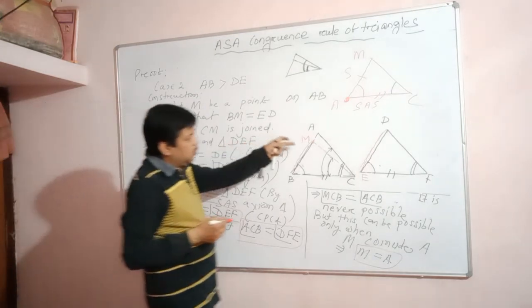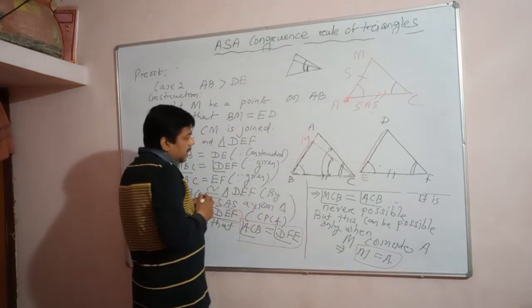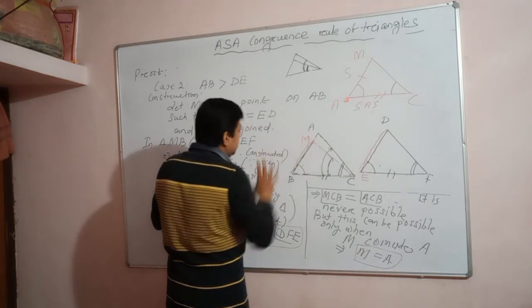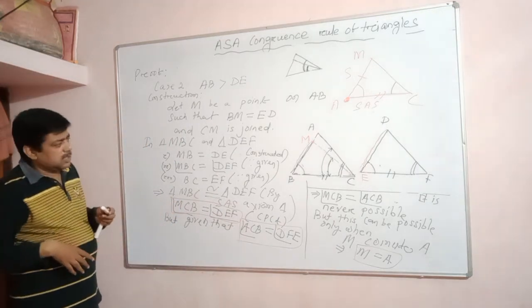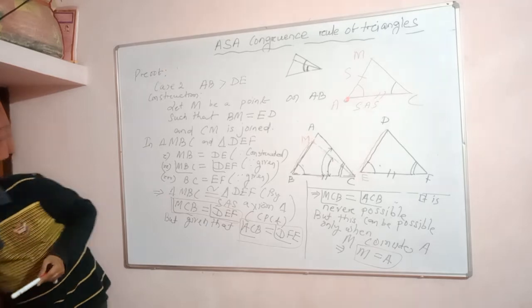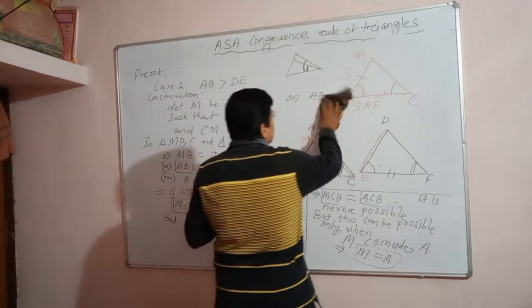So if M coincides with A, then what will happen? Then BM must be equal to AB. Yes or no? BM must be equal to AB.